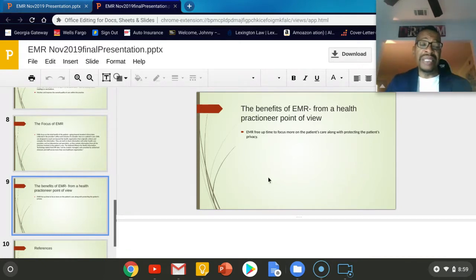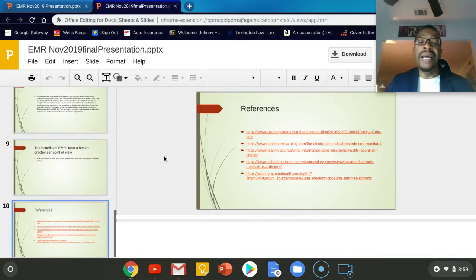And on slide number 10, I just list some references just in case you want to research a little bit more about electronic medical records. There are some great resources out there. It's great to know about HIPAA, your rights and your privacy when it comes to electronic medical records in the doctor's office or any healthcare facility.